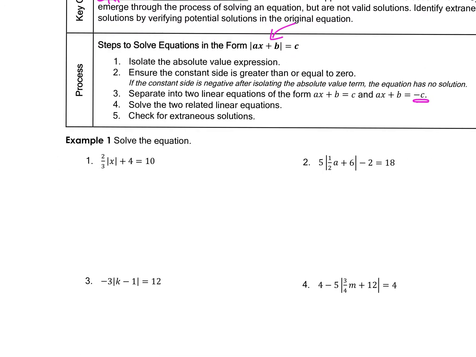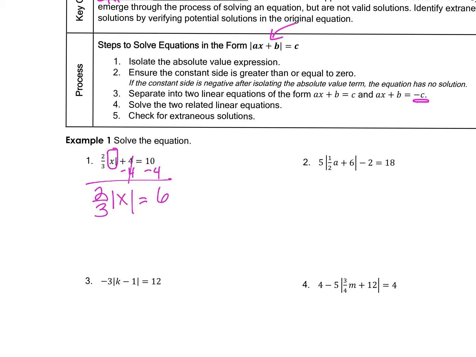So we're going to solve the equation here. First, what I like to do is circle my absolute value. So I'm taking the absolute value of x. I need to isolate it, which means I need to get it by itself. So I'm first going to subtract 4. And that gives me 2/3 absolute value of x equals 6.